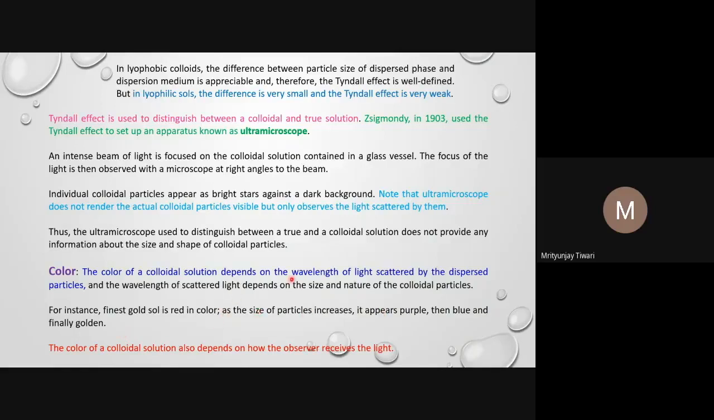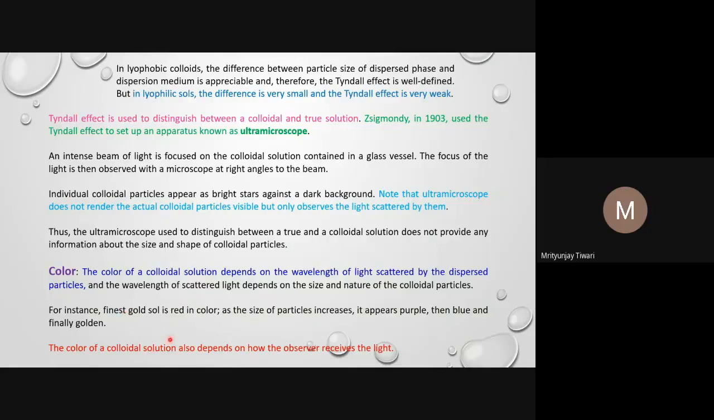And the wavelength of this scattered light depends on the size of the colloidal particle. This is what we have also seen. So usually, if the size of the colloidal particles increases, the color of the colloidal solution changes. For example, start with the finest gold sol and make it coarse gradually: the color of the solution changes from red to purple, then blue, and then finally golden. So you can see the change in color at different sizes of the colloidal gold particles.